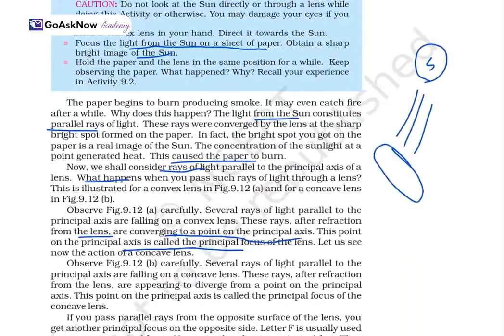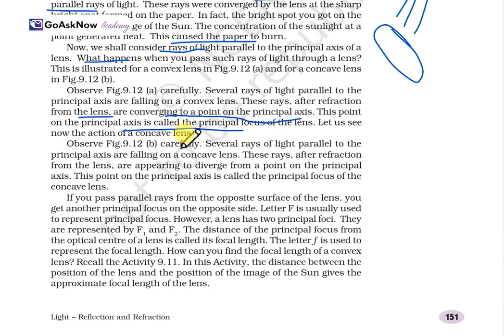When we observe part B, several rays of light parallel to the principal axis are falling on the concave lens. These rays, after refraction from the lens, appear to diverge from a point on the principal axis, and this point is called the principal focus of the concave lens. Also, if you pass parallel rays from the opposite surface of the lens, you get another principal focus on the opposite side.